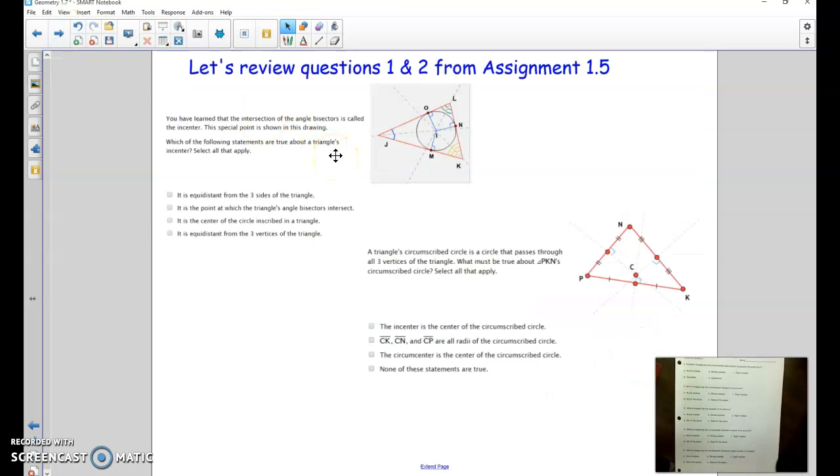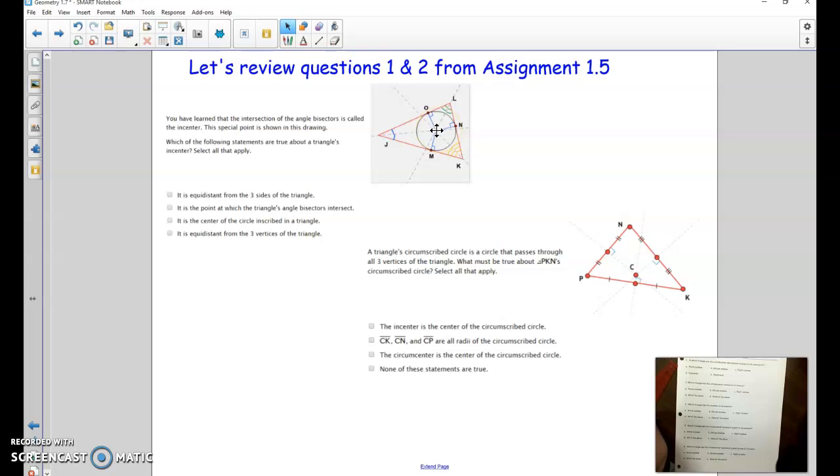Now let's review a couple of questions from assignment 1.5, because this kind of makes a conclusion of what all we learned from angle bisectors and perpendicular bisectors. It says you have learned that the intersection of the angle bisectors is called the incenter. This special point is shown here. This is point I. Which of the following statements are true about the triangle's incenter?